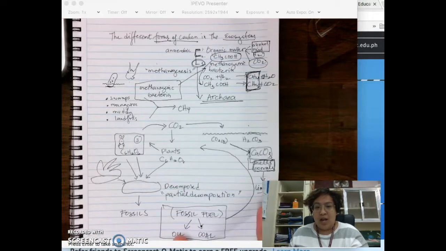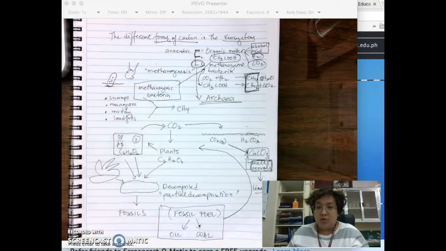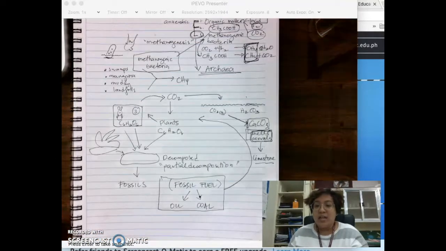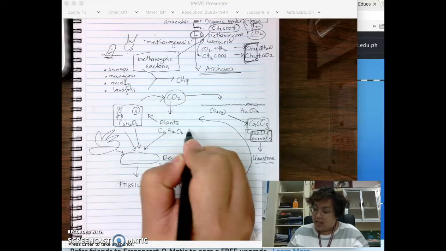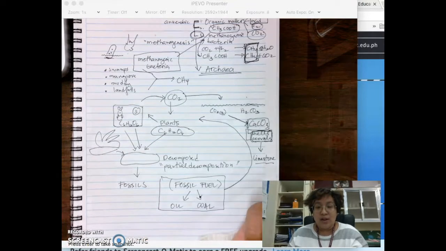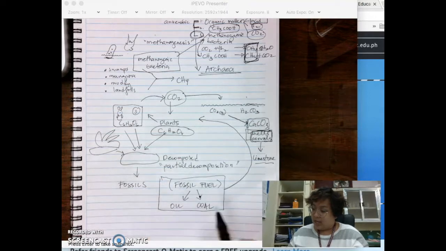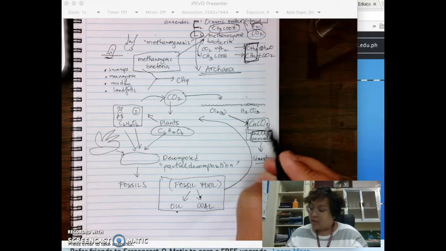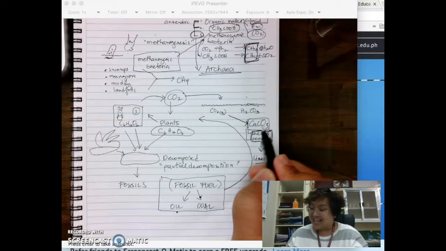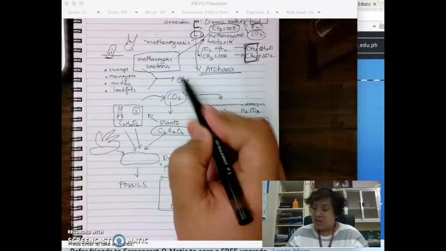Okay, so again, I rephrased this unit as the different forms of carbon in the ecosystem. Where can you find carbon and in what form? It can be a gas in the atmosphere. It can be in the form of a chemical structure, your glucose. It can be in the form of fossil fuels. It can be in the form of solid, which is calcium carbonate. It can be in the form of another gas, which is methane.